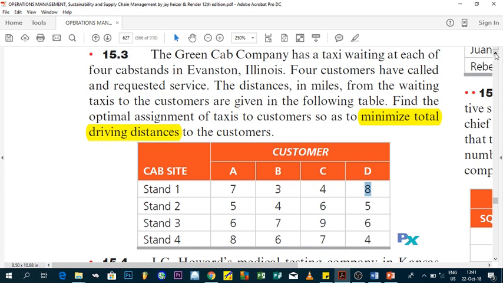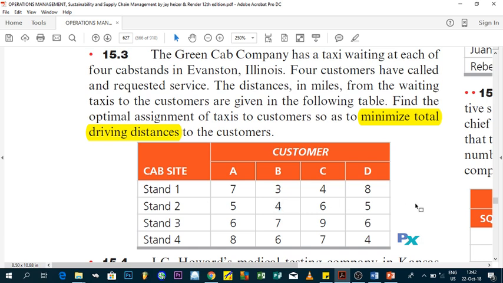Now, as a reminder, we have this company called Green Cap, and they are trying to find the best allocation of drivers to customers so that they can minimize the cost. So they say that this is the allocation, as I was explaining. If driver 2 has to fetch customer A, he is going to have to travel a distance of 5 miles, whereas if he had to fetch customer 2, he would have to travel 4 miles. But now we need to find an allocation that is going to minimize the cost. Now this is the initial table.